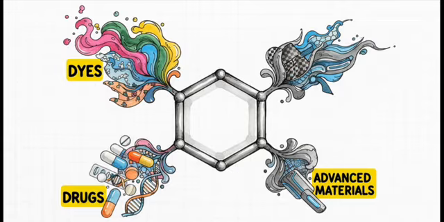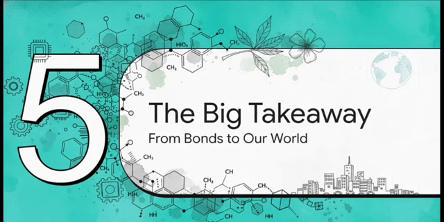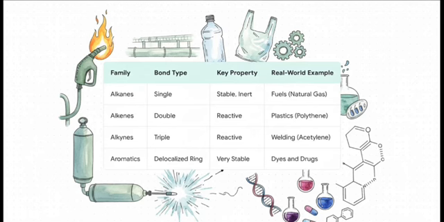And because of that special stability, the benzene ring is one of the most important building blocks in all of chemistry. It's the backbone for countless dyes, drugs, and all sorts of other advanced materials. So let's tie this all together, shall we? From these simple carbon-hydrogen bonds, we get a whole world of unbelievable chemical diversity. Here's the big takeaway. You've got the alkanes with their stable single bonds, which make them amazing fuels.